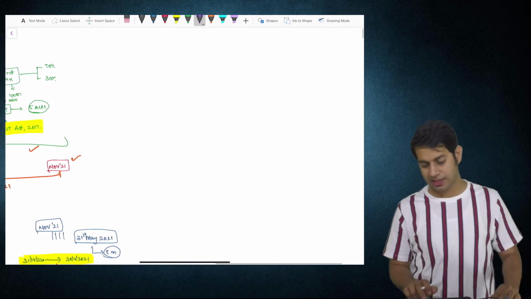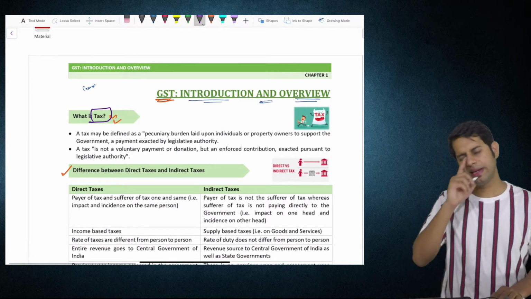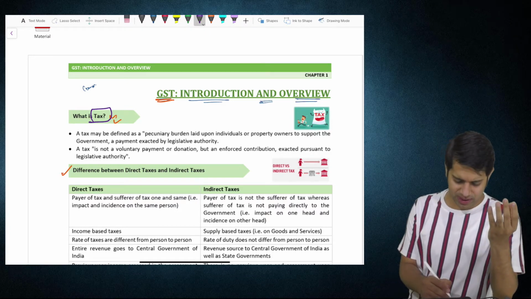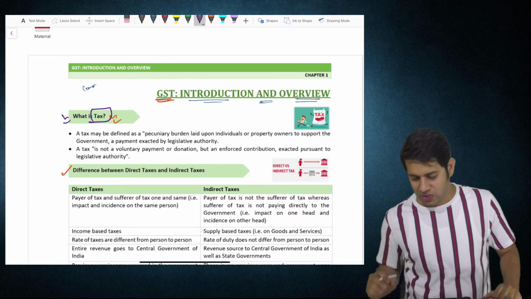Okay, now let us start the discussion on taxation. What do you mean by tax? Before I tell you, normally I have a habit of telling stories, so I'll tell you a small story.